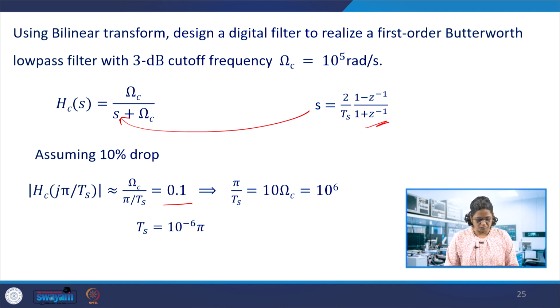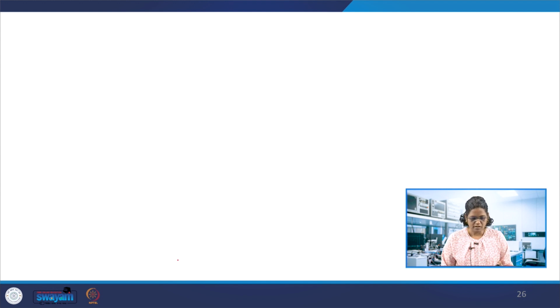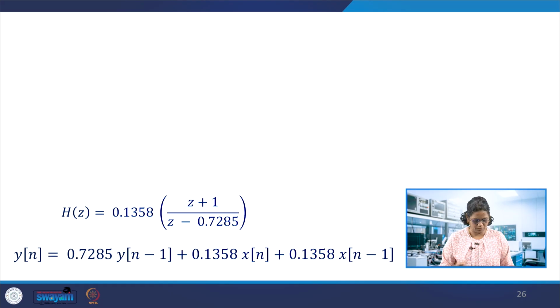So for H of z, we straight away substitute this s, so we can get the expression in terms of z: H of z equal to 0.1358 times z plus 1 by z minus 0.7285. So this is the transfer function in z obtained. From that we can also get the inverse. Just simply s is replaced with the bilinear transform expression.